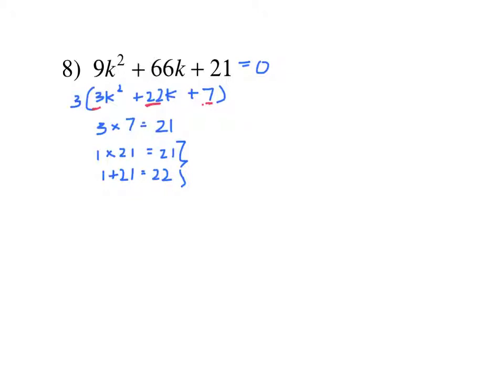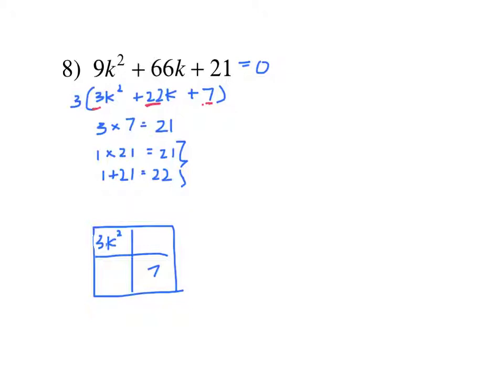So now what I'm going to do is make a little box like this, and I'm going to divide it up into 4 sections. And in the upper left-hand corner, I'm going to put the first term of the trinomial. So I'm going to put 3k squared. And in the bottom right-hand corner, I'm going to put the last term of the trinomial, which is the 7.